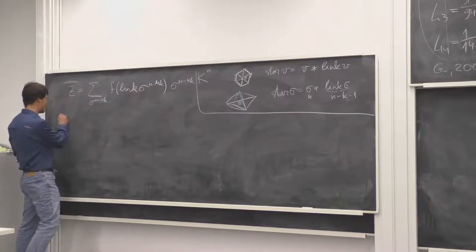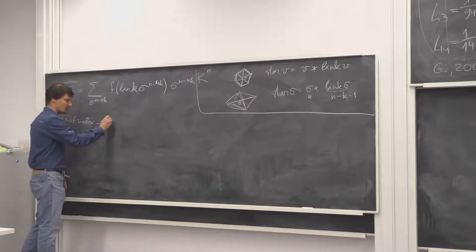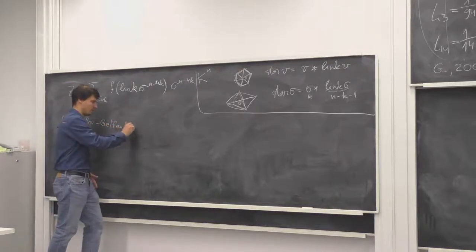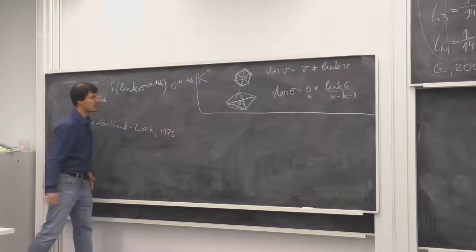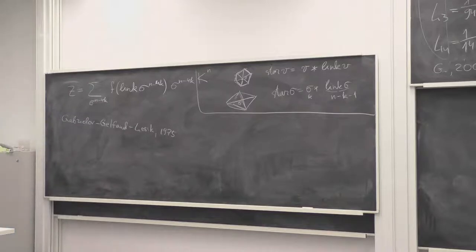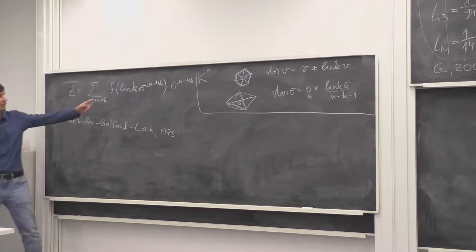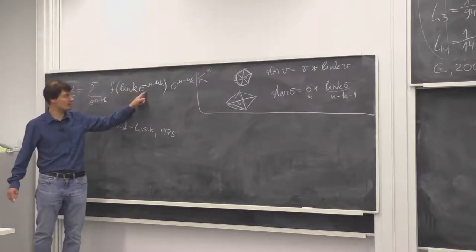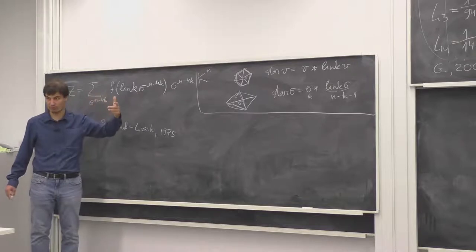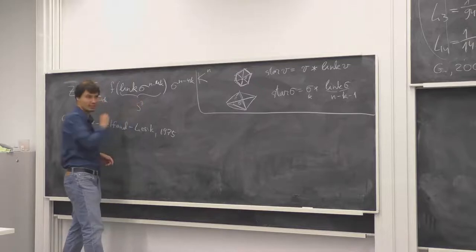there was a work by Gabrielov, Gelfand-Losik, this rather famous work of 1975. They tried to compute the first Pontryagin class, and their approach was as follows. Okay, if you would like to compute the first Pontryagin class, then this sigma has codimension 4, so this one is a triangulation of a three-dimensional sphere.